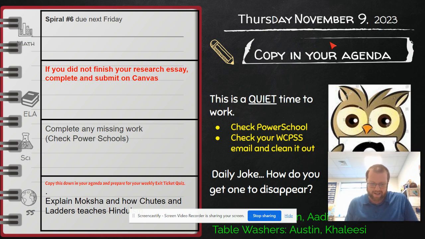So in math next week, Math 6, we started talking a little bit about surface area of 3D shapes today. We're going to spend all next week continuing to talk about surface area of 3D shapes, where we find the area of each face and then add it all together to get the surface area.